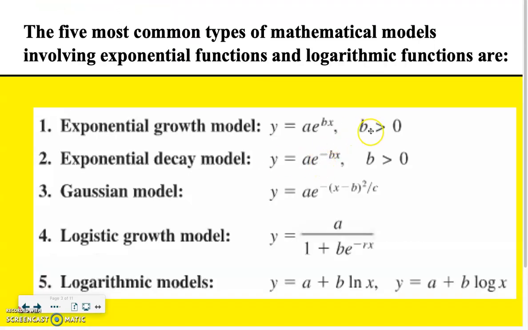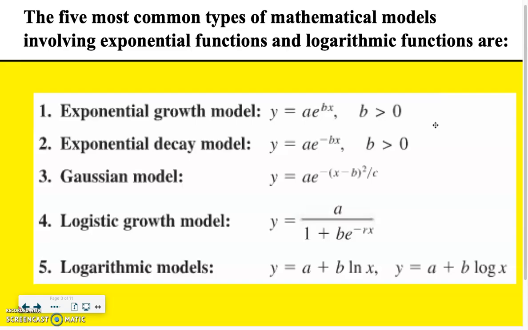So we have 5 what we would consider to be the most common types of mathematical models that involve exponential and log functions. But for our purposes, we're going to be focusing on 3 out of these 5. Okay. So again, we have exponential growth, exponential decay, and I would anticipate, quite honestly, that even though maybe we're using slightly different terminology, we've seen these before, right? You've worked with exponential growth, you've worked with exponential decay.